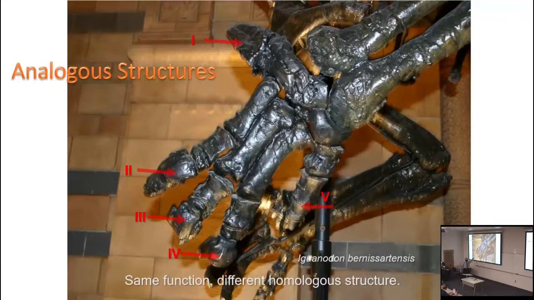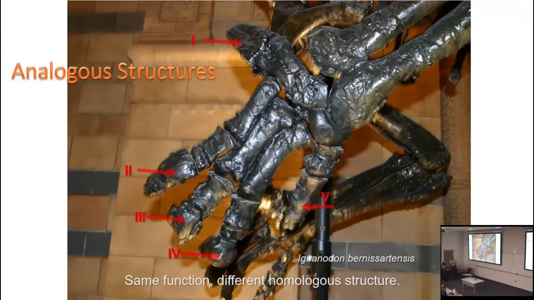Digit 1 is our thumb, 2 is our pointer finger, 3 is the middle finger, 4 is the ring finger, 5 is the pinky. In Iguanodon and its close relatives, digit 1 is a spike. Remember how I talked about when they initially found this little cone of bone, they didn't know what it was, they thought maybe it was a nose horn. It turns out it's a spiked thumb.